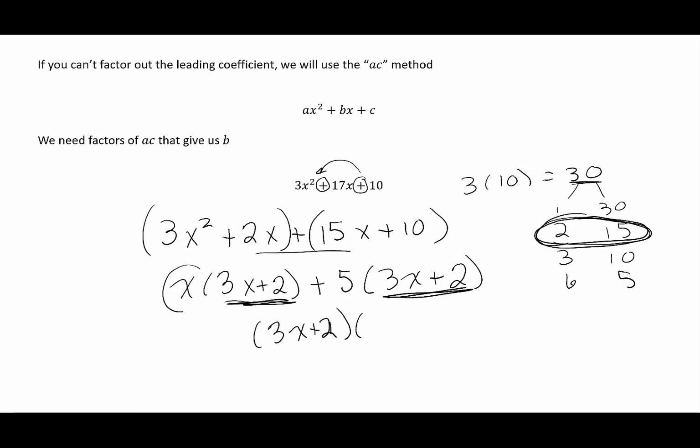And then I put the other two terms together, which is x plus 5. Let's try that a few more times. I have 6x squared minus 23x minus 4. I have 6 times negative 4, which is negative 24. I need factors of negative 24 that add up to negative 23.